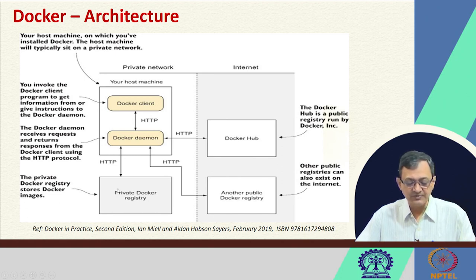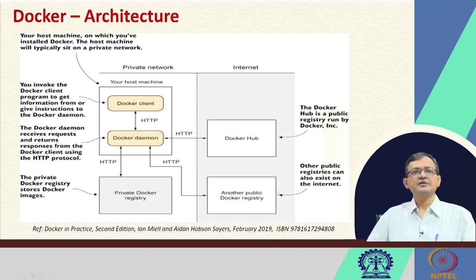The private Docker registry stores the Docker images, and the daemon consults it. Docker Hub is a public registry run by Docker. As we are talking about Docker Hub, you can find it on the internet and interact with it. Other public registries can also exist, so there can be other types of public registry.